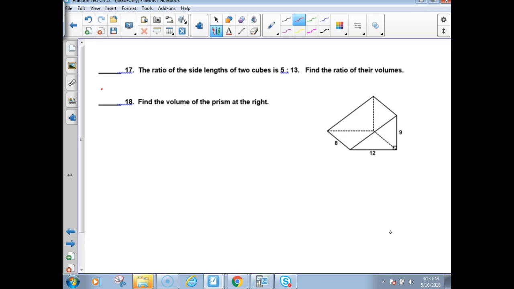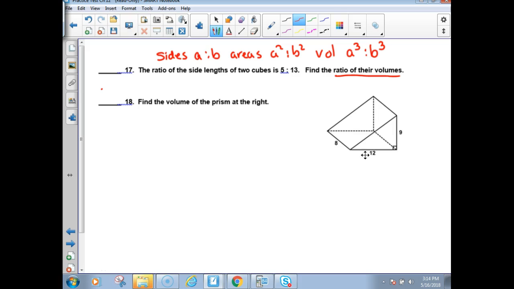Ratio of the side lengths of two cubes is 15 to 13. Find the ratio of the volumes. All right, let's remember. If the sides are in a ratio of A to B, then areas are in a ratio of A squared to B squared. All right, what about volumes then? A cubed to B cubed. I hope that makes sense, that we go from length, area, volume to the first power, to the second power, to the third power.